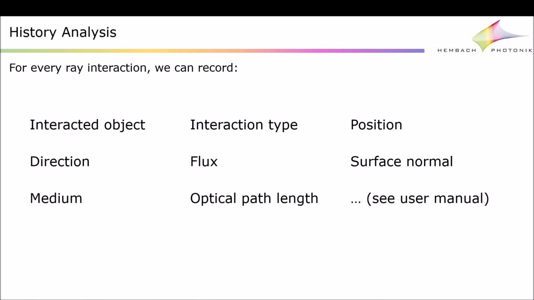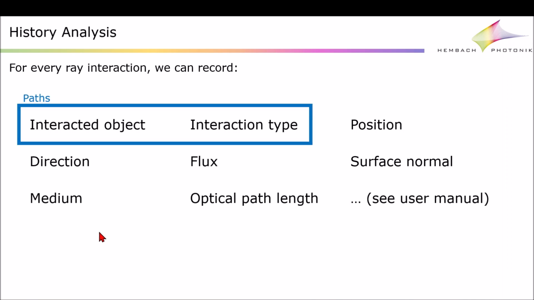This is the sixth video of the tutorial about history analysis in RayJack ONE. In this video, we will learn how to use the interaction logs to evaluate the details of the ray surface interactions for a ray tracing simulation in post-processing.